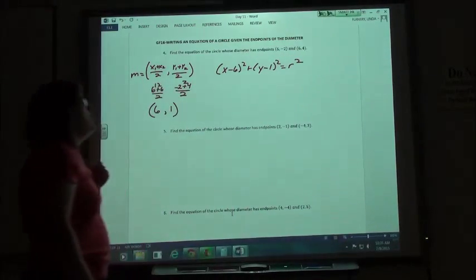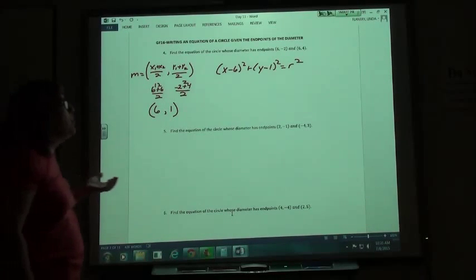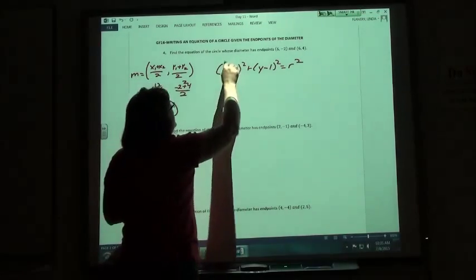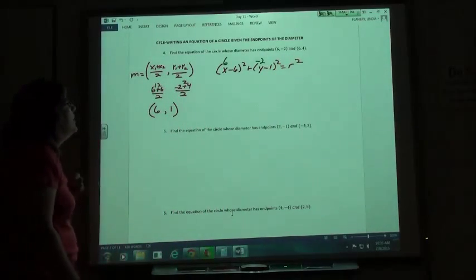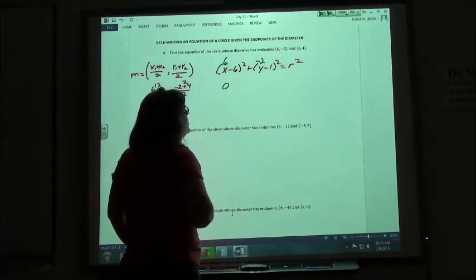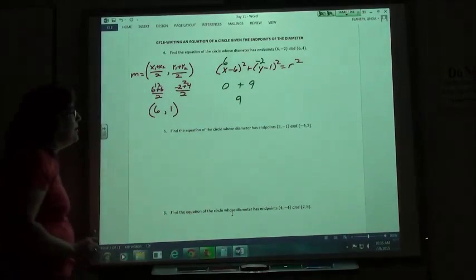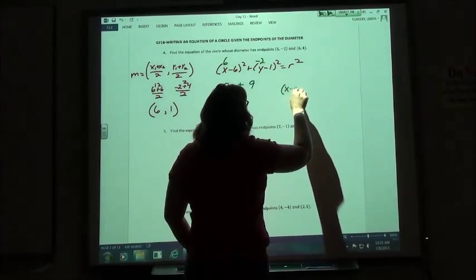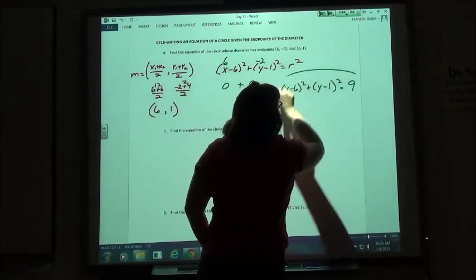And like I said, what they're going to do is use the distance formula to find the radius by going from the center to the endpoint, which would be the radius. I'm just going to go ahead and do it the same way we did the previous problem. So I'm going to put in 6 and negative 2 for my x and y. It doesn't matter which one of those 2 points you use, just pick one. So 6 minus 6 is 0. 0 squared is still 0. Negative 2 minus 1 is negative 3. Negative 3 squared is 9, which means my radius squared is 9. So my equation, x minus 6 squared plus y minus 1 squared equals 9.